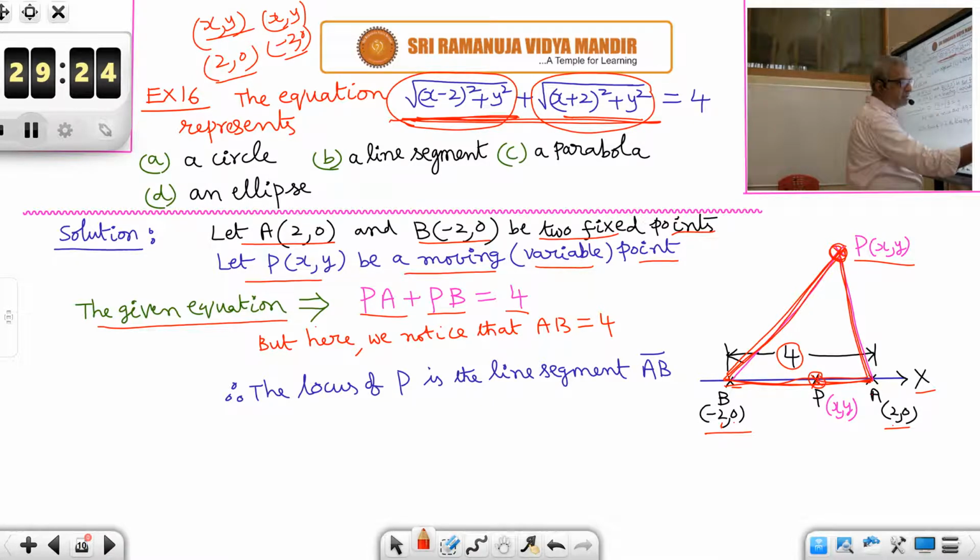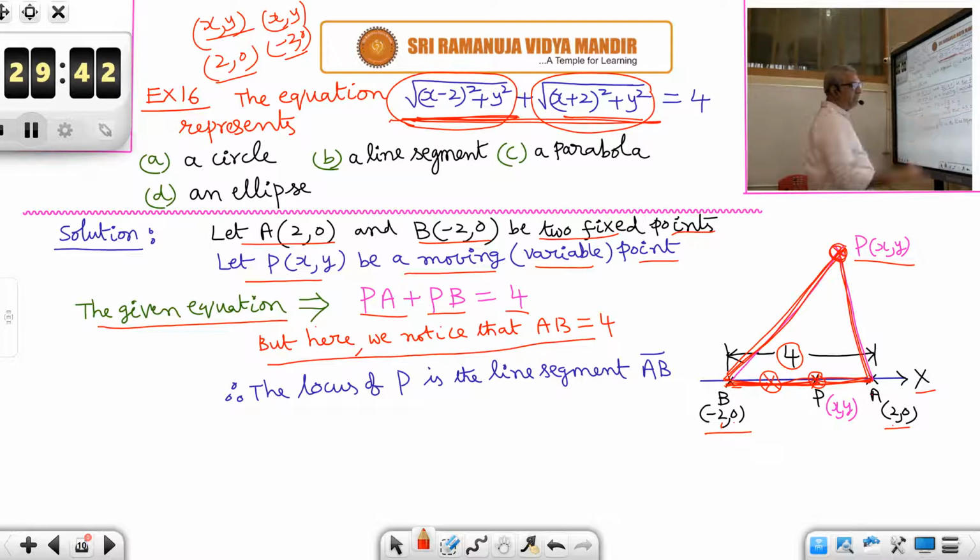then what about this distance PA? What about this PB? The sum is 4, is it not? Yes. So similarly you can take any point on the line segment in between A and B. Okay. PA plus PB sum will be 4. So the locus is not the null set. Okay. But here we notice that AB is exactly 4. PA plus PB is also 4. Therefore, the locus of P is the line segment AB only.